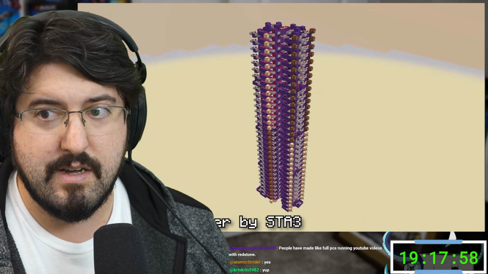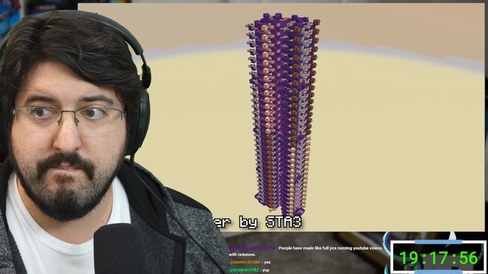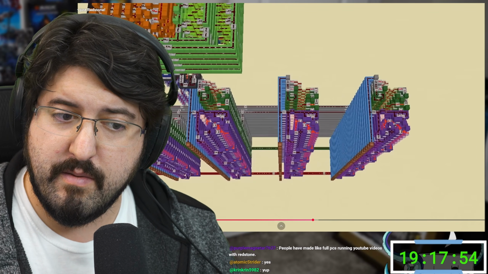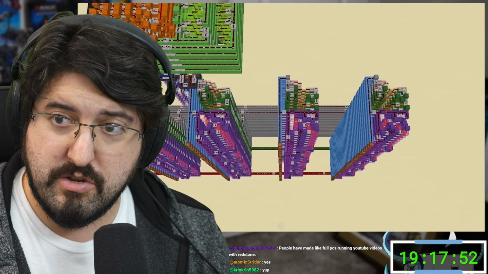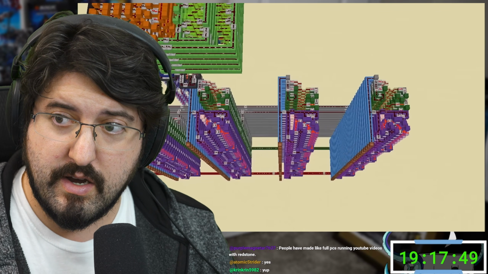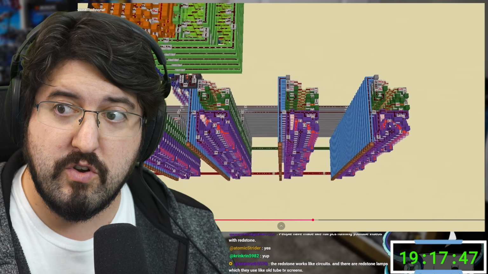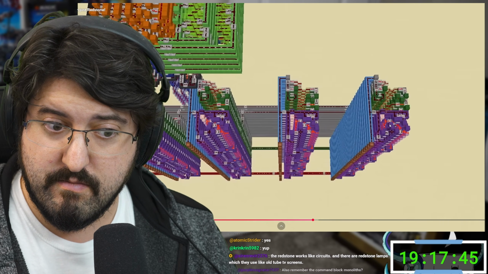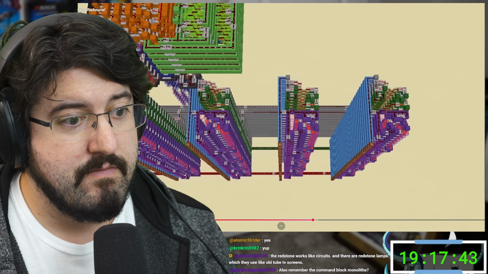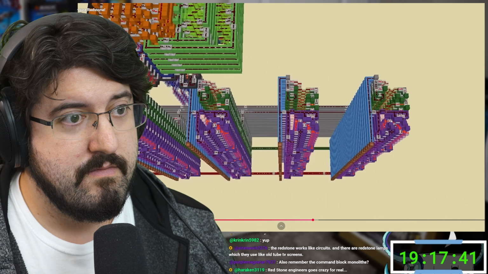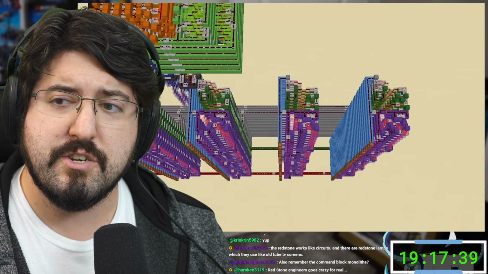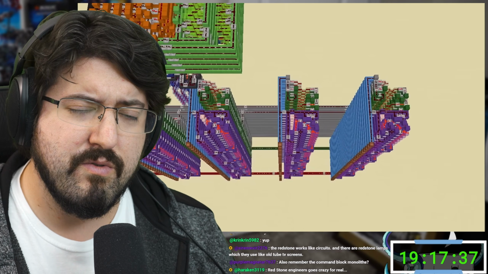I grabbed a very nice multiplier created by STA3, and I put in the logic to do those. People have actually made YouTube viewing possible in Minecraft with Redstone. My bigger question is, how did they get access to the internet through Minecraft to do that?